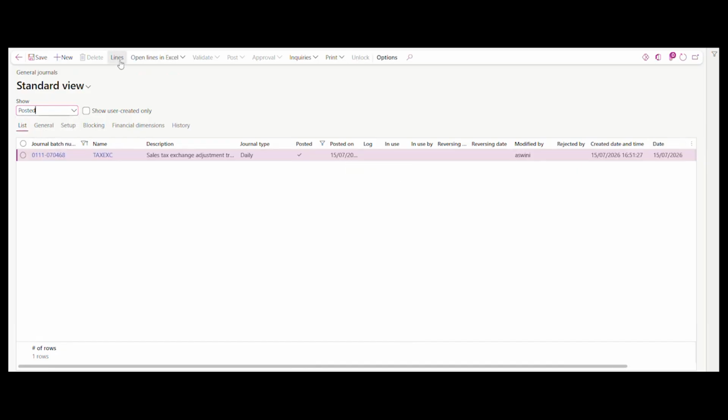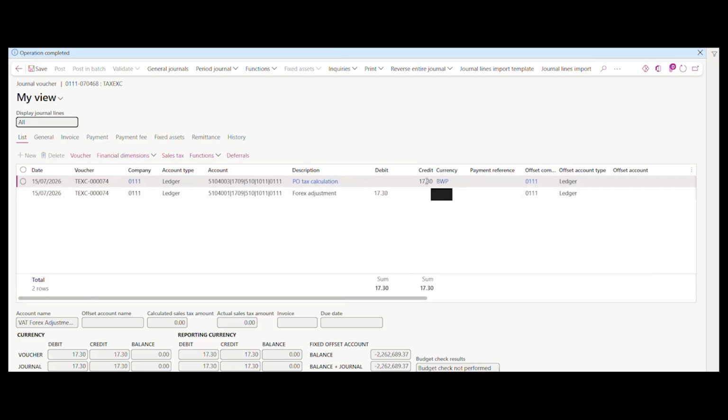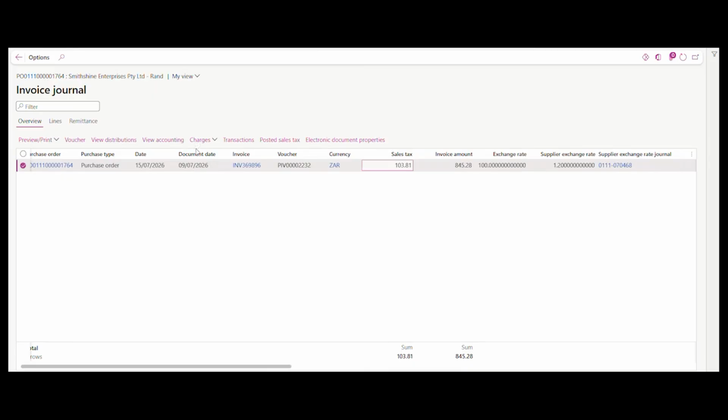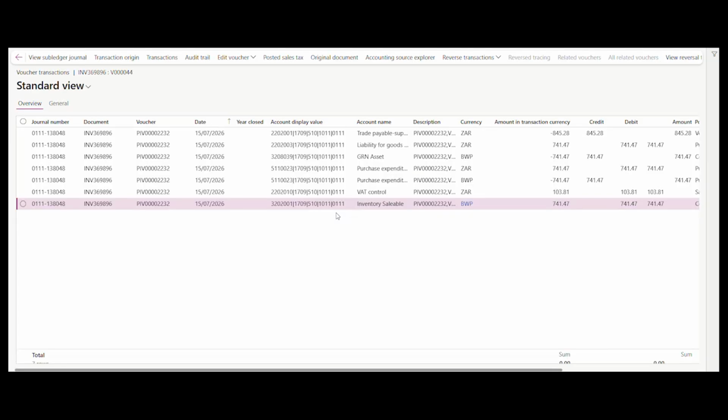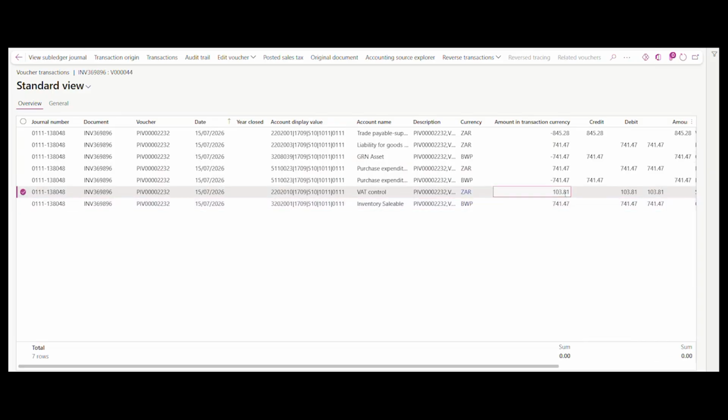And if we go to these lines, we can see the calculation of the difference between the fixed exchange rate and this one. It has been posted for 17.30. I will just show the calculation. For this particular one, if I go to the voucher, how much tax has been booked for this PO: the ZAR value is 103.81, and the Pula value is also 103.81.